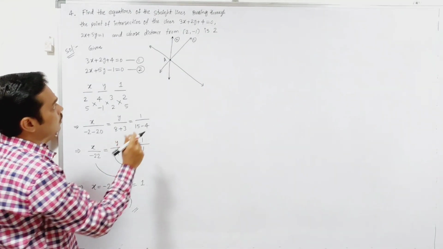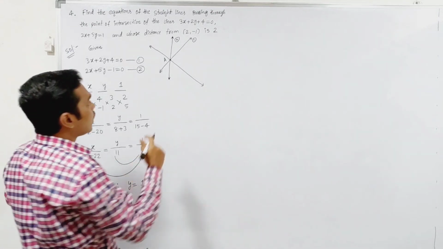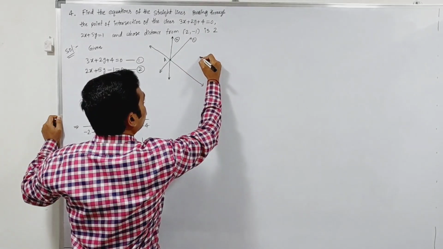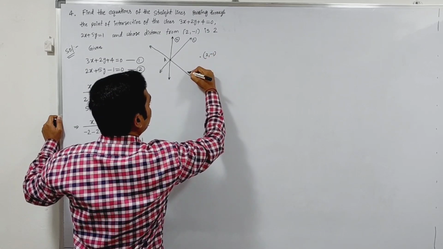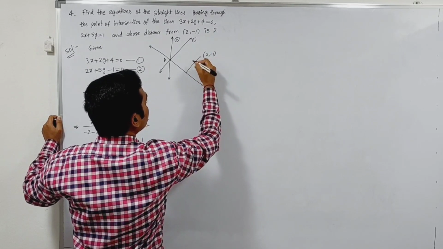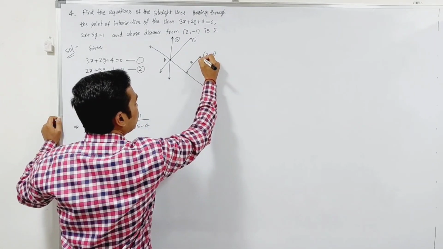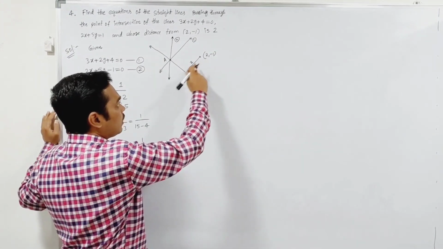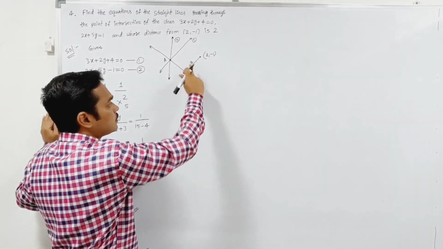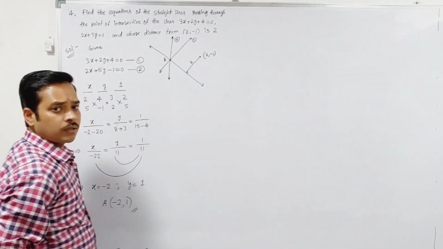That is A. The required line is passing through the point of intersection of 1 and 2 and is 2 units away from 2 comma minus 1. The distance from the given point to the required line is 2 units. Okay, this is the given hint, the second hint.